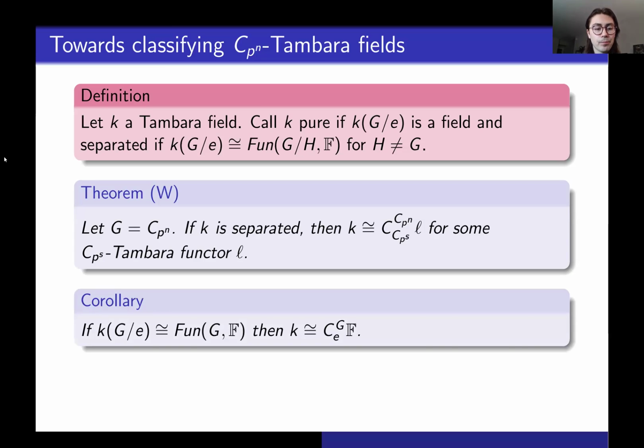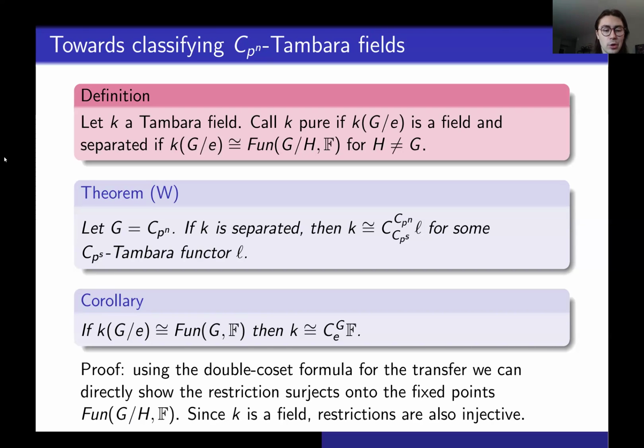So a special case of this is that if the G mod E level of our Tambara field was just functions from G to F, so maximally separated, then our Tambara field is just the co-induction of that field. And notice that it agrees with the co-induction on the G mod E level. In both cases, it's functions from G to F with the corresponding G action: products of copies of F permuted transitively by the G action. So I'll give you the proof of this special case, which is the idea in general.